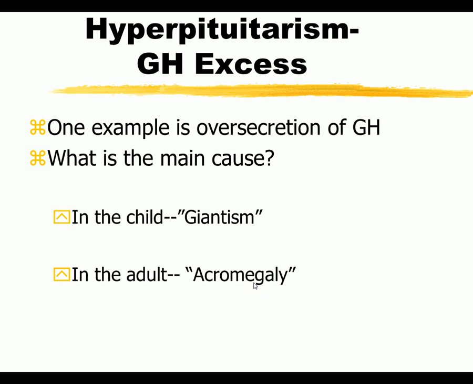All right, then. That was hypo. So let's talk about hyperpituitarism, growth hormone excess, so an oversecretion of hormones, and in this particular case, growth hormone. One example is oversecretion of growth hormone, and the main cause. What is the main cause? Tumors. Remember, that should have popped right in your brain. We already talked about that. In the child, it results in what we call gigantism, and in the adult, it results in what's called acromegaly.